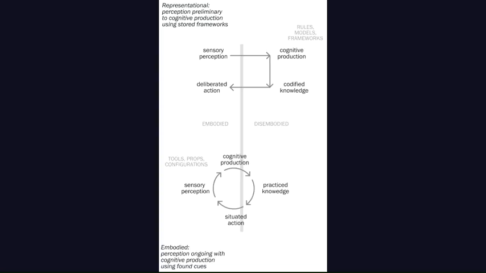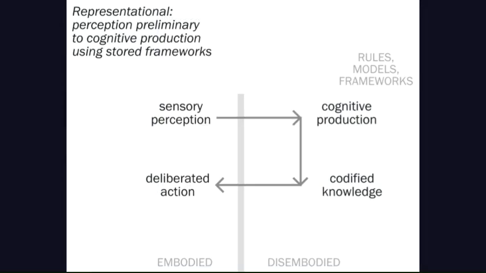When you look at the whole thing, it's easy to notice that the older model resides more on the disembodied side of the embodiment divide than does the newer model. Now let's take a look at the two models more closely. First, the older model, which is representational. What happens outside the mind is just sensory perception and deliberated action. The disembodied side is where the mind's action is. Rules, models, and frameworks are stored and used there.